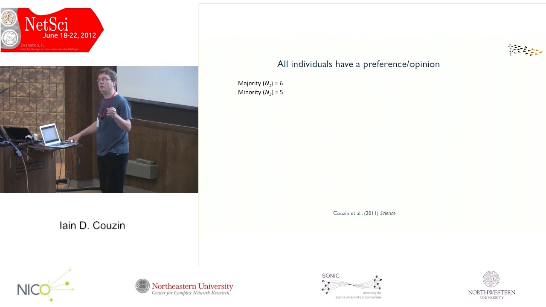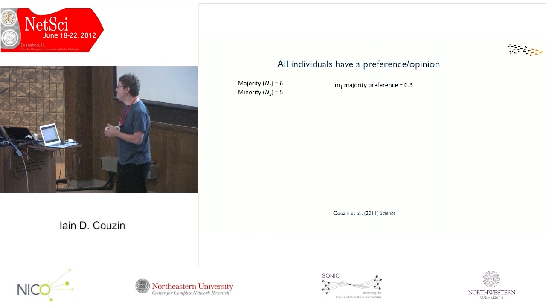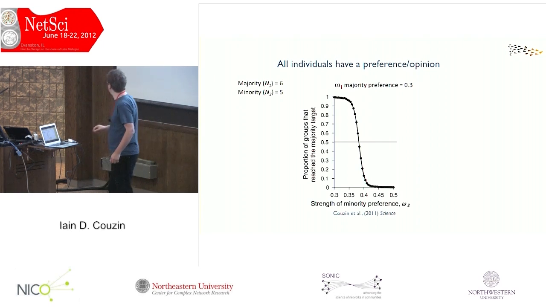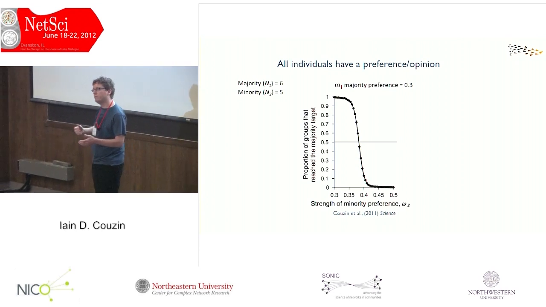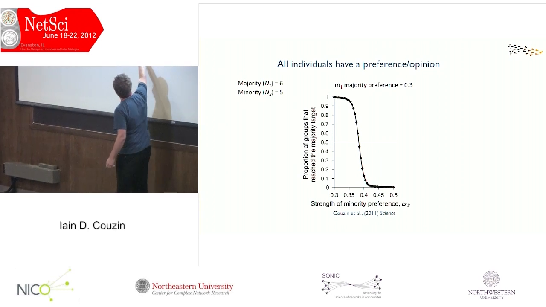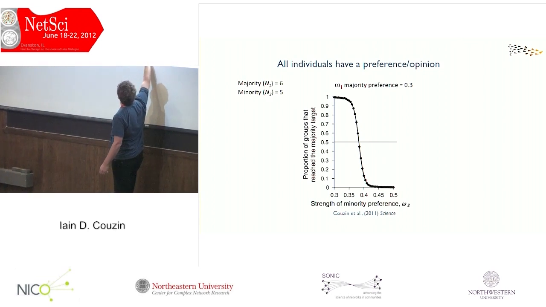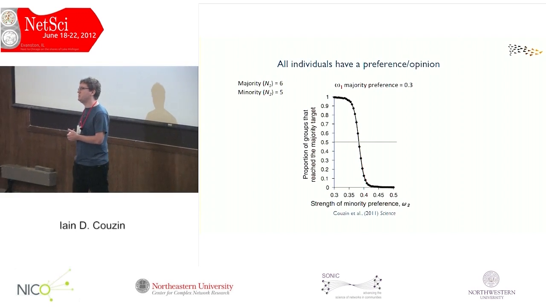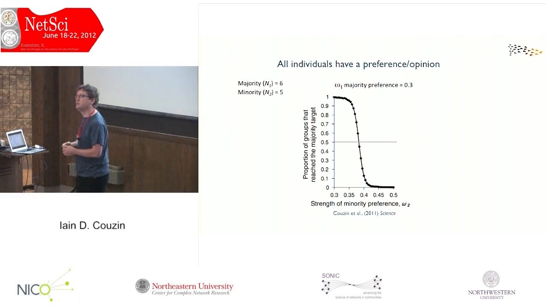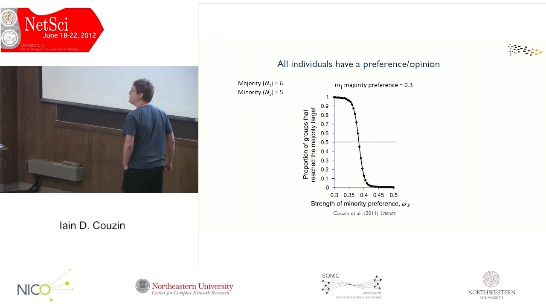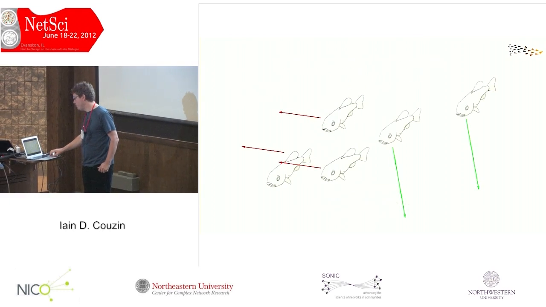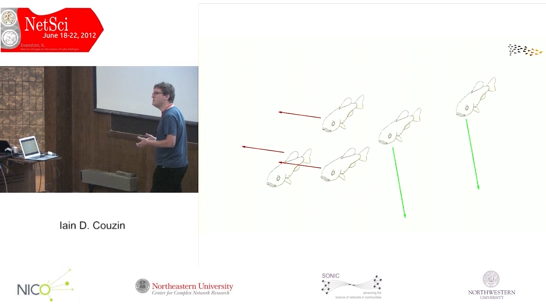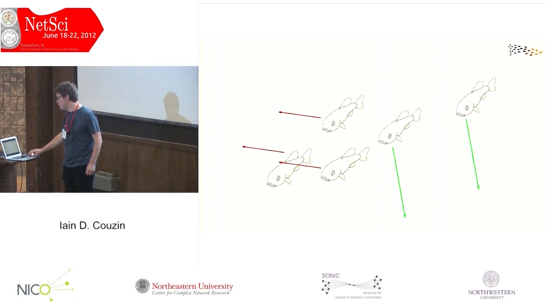So here I'm going to show you a model with 6 versus 5, where everybody has a preference. And the majority has a preference of 0.3, and if the minority also has a preference of 0.3, the majority will tend to win, of course. But as the minority increases their intransigence, their unwillingness to give up, then you can see that they begin to win and then completely dominate group decisions. 1 is the majority winning 100% of the time, 0 is the minority winning 100% of the time, and 0.5 is half of the time one group wins, and half of the time the other group wins. And so it seems that being opinionated is a good strategy.